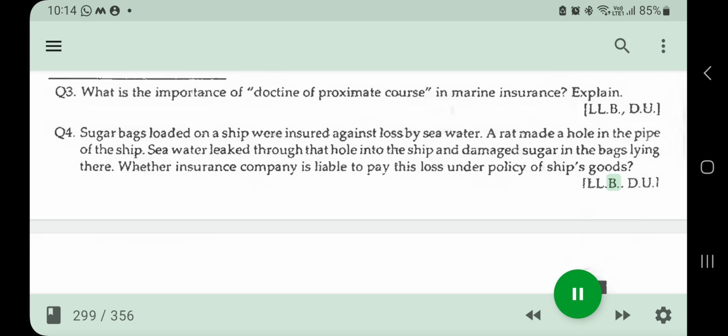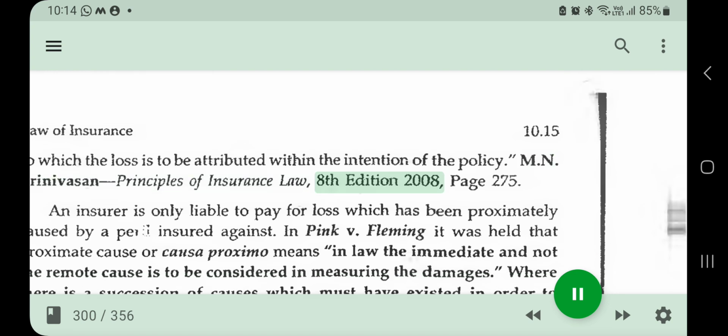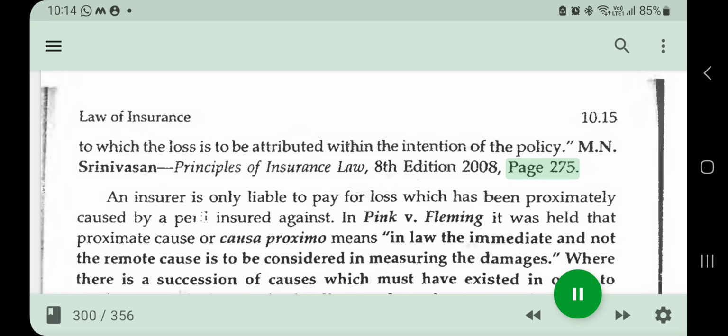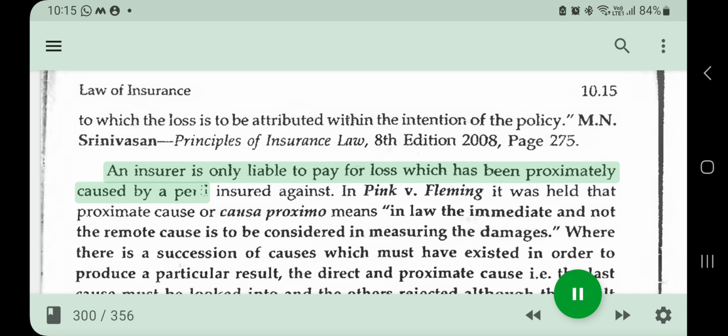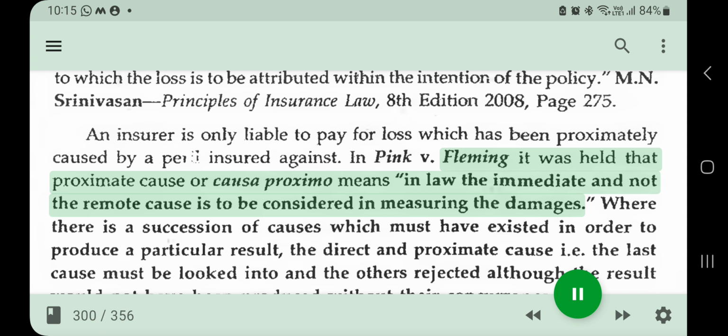Law of Insurance 10.15. To which the loss is to be attributed within the intention of the policy. M. N. Srinivasan, Principles of Insurance Law, 8th edition 2008, page 275. An insurer is only liable to pay for loss which has been proximately caused by a peril insured against. In Pink v. Fleming, it was held that proximate cause or causa proxima means, in law, the immediate and not the remote causes to be considered in measuring the damages.